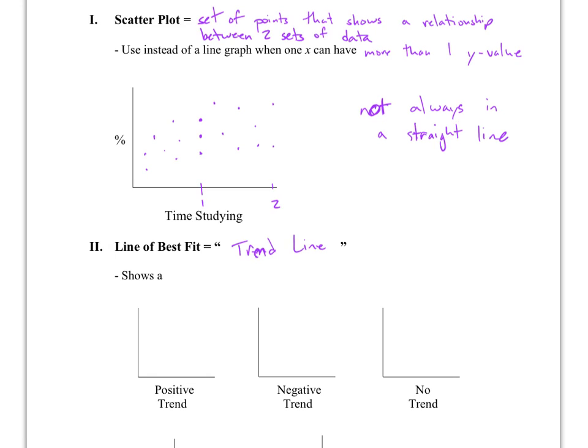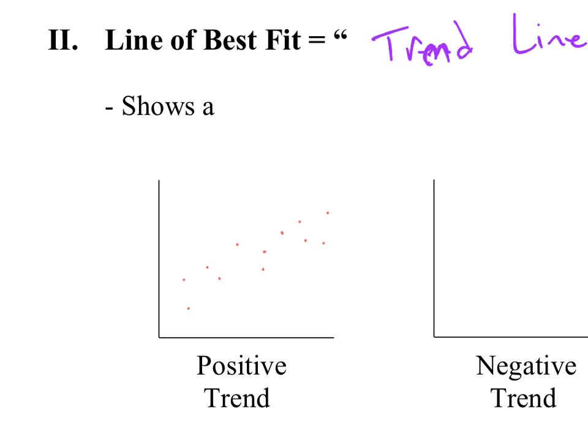So we represent things with three different types of trends. And these trends are positive, negative, or no trend at all. So positive trend, I'm going to put just a few dots on here. And it tends to trend up and to the right. So a positive trend there, up and to the right.